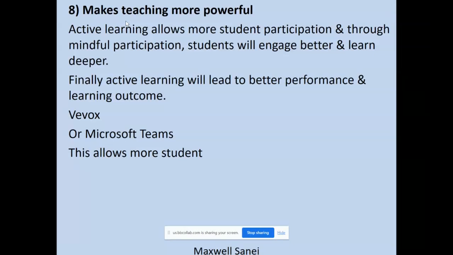Now that they are prepared, the students will engage better and learn deeper. They are not just sitting there and saying no; they know what they are doing. Finally, active learning will lead to better performance and learning outcomes.